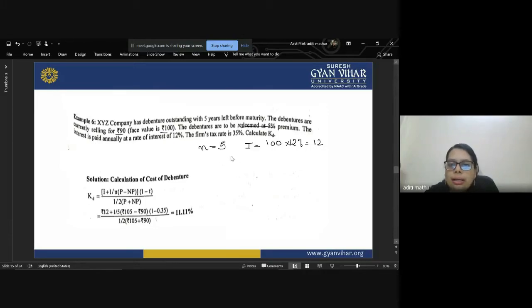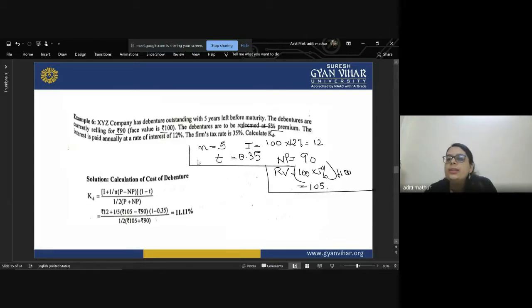Then your T is equal to 0.35, your NP is equal to 90, and your RV is equal to 100 into 5% premium plus 100, so it will be 105. So these are all the things which are given to us in the question.